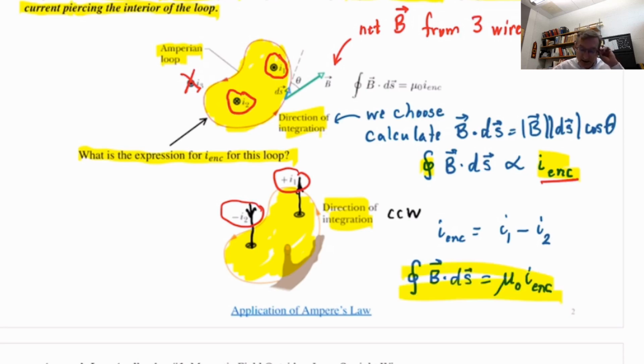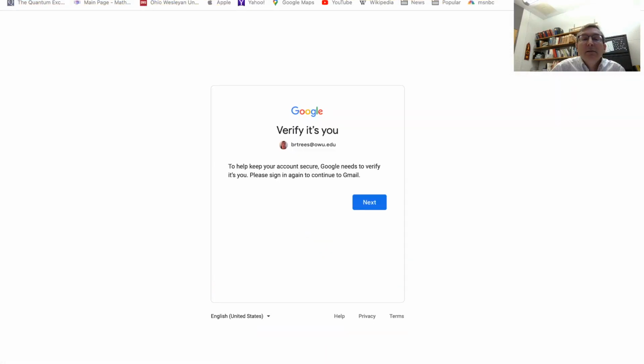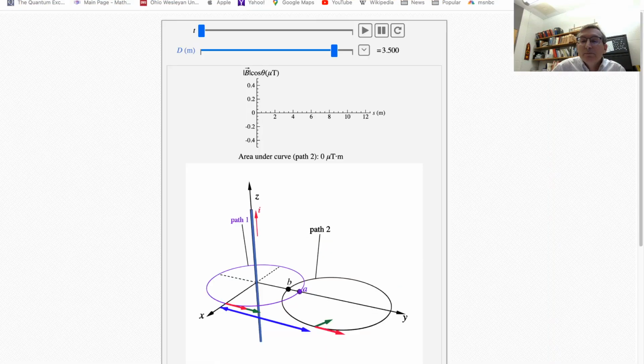And I want to just demonstrate a little more to you what that means conceptually with the Wiley plus animation. So let me go to that. Okay, so here is the animation on Wiley plus that I want to show you.